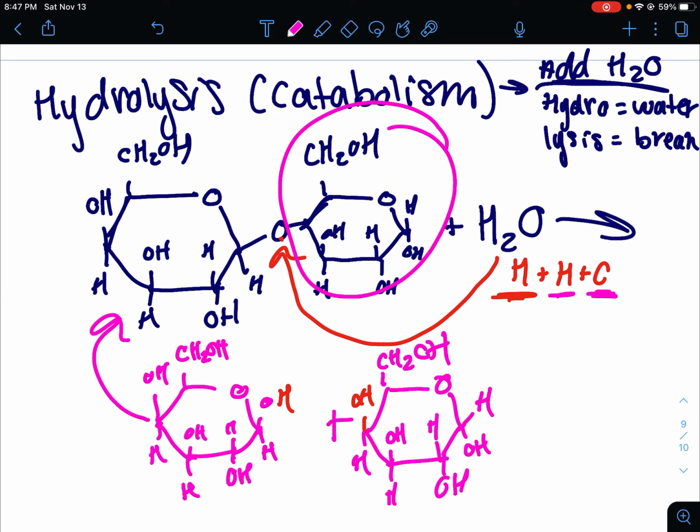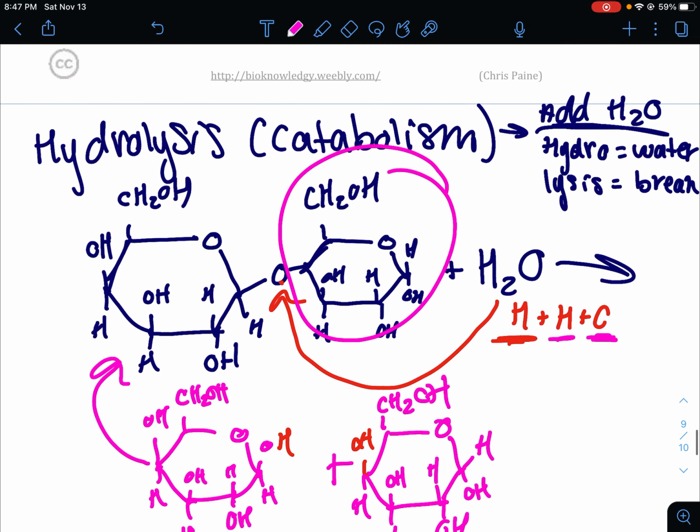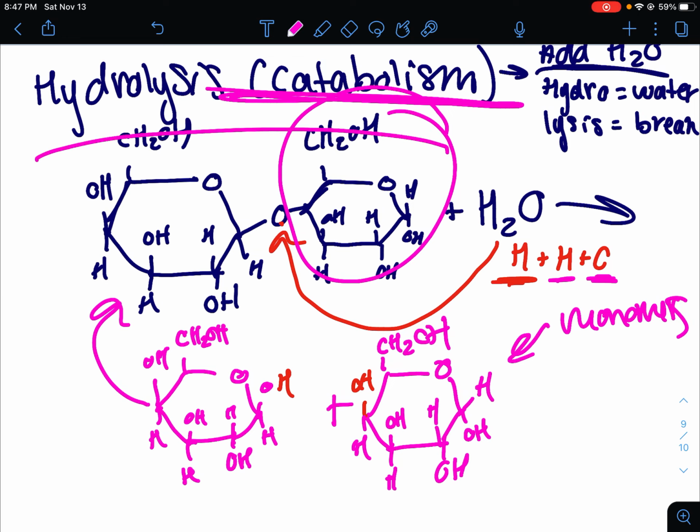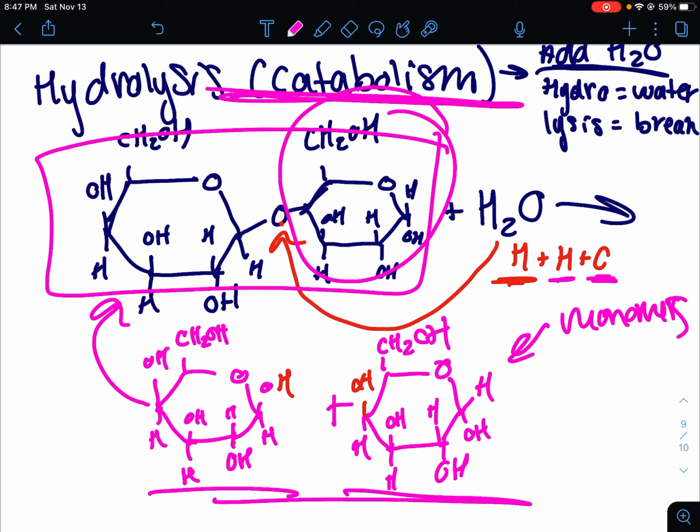So again, you're not going to be asked to draw this on any assessment, but you should be able to explain what is happening in a hydrolysis reaction, and you should be able to explain that it is catabolism that is happening, that they are breaking into monomers. So in this specific reaction, we started with a disaccharide. This was a disaccharide, and then we ended up with monosaccharides.